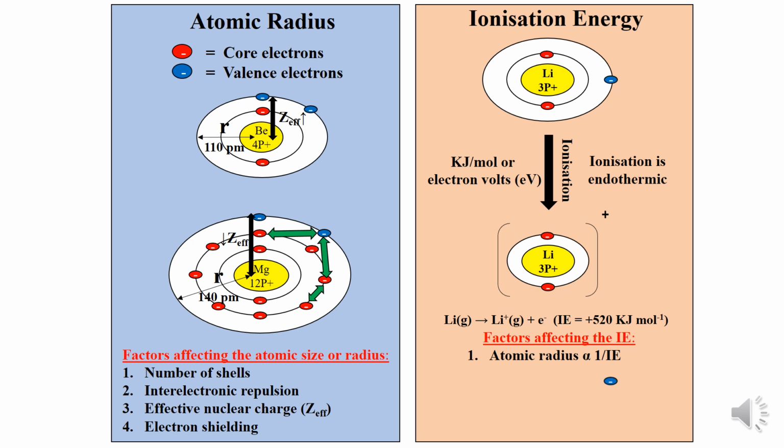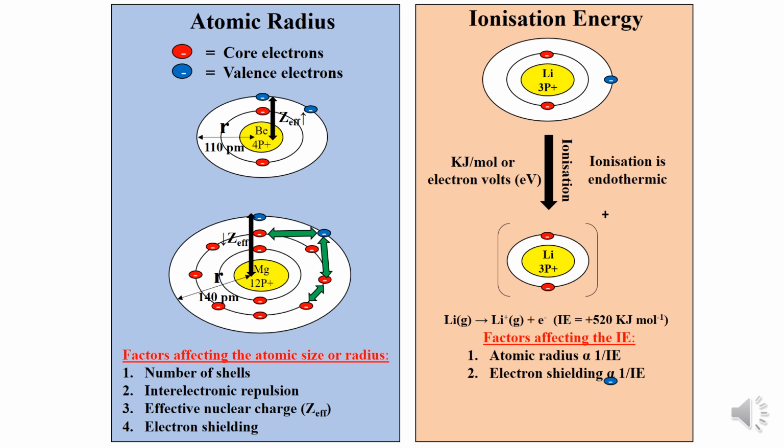And the same applies even in case of lithium, because lithium has two shells similar to beryllium. The only difference is that lithium has one valence electron while beryllium has two valence electrons. So as the atomic radius increases, ionization energy decreases.